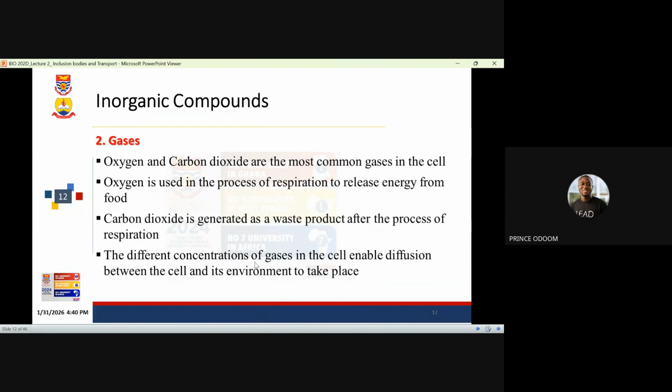The different concentrations of gases in the cell enable diffusion between the cell and its environment to take place. We'll look at diffusion in detail, where we'll look at differences in concentration gradients. We get to understand that molecules will only move when there are differences in concentration gradient. If there's no difference in concentration gradient, there's no way molecules are going to move. When one level is higher than the other, then molecules tend to move. There are some instances where molecules will tend to move against the concentration gradient. I think that is something we can look at.